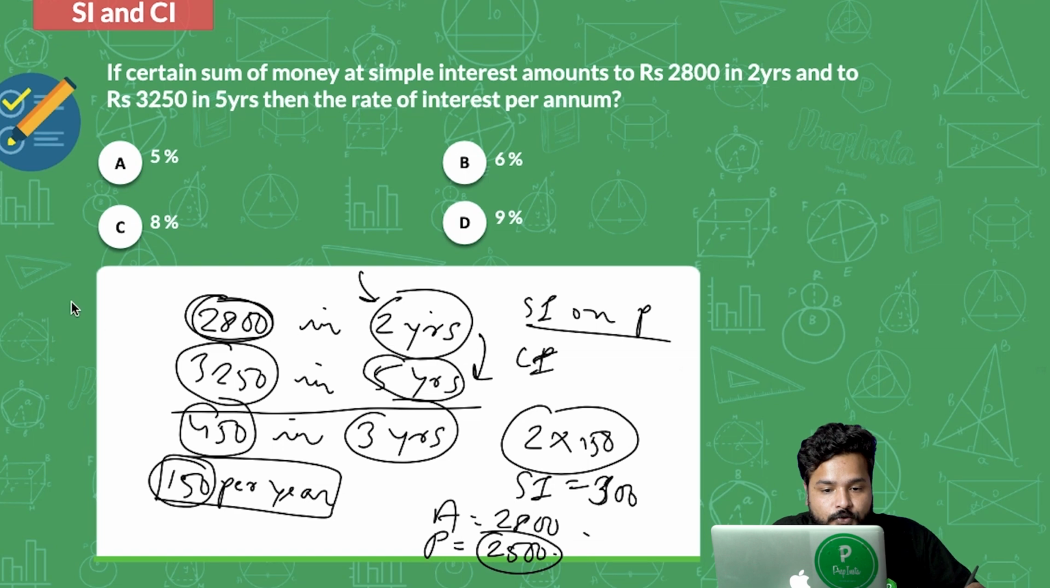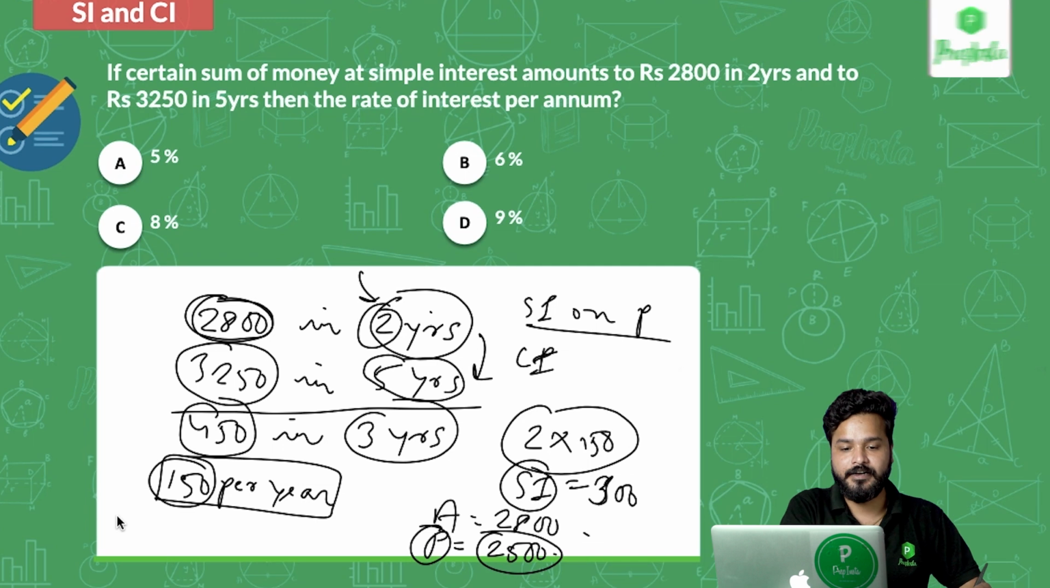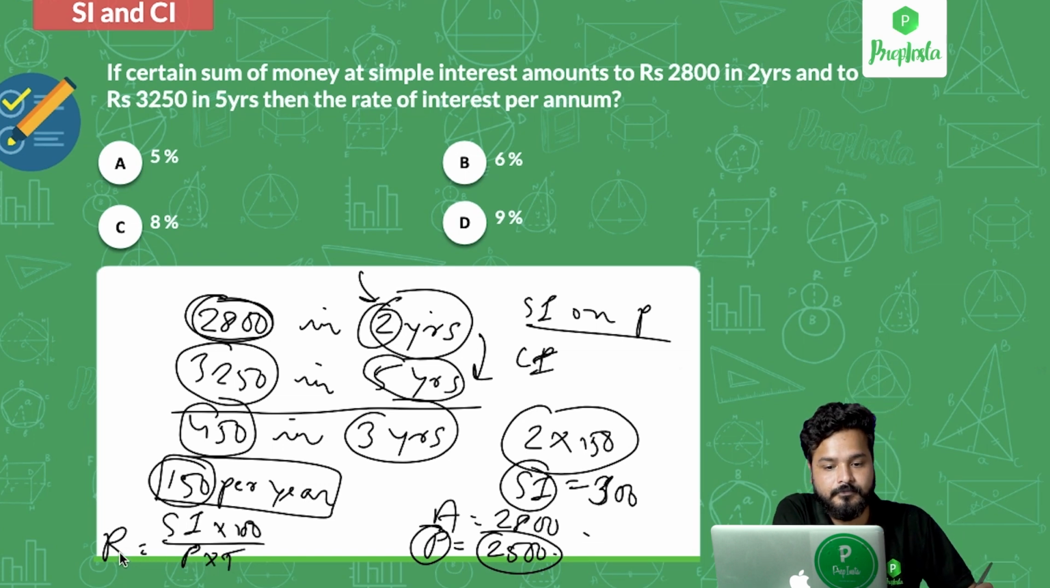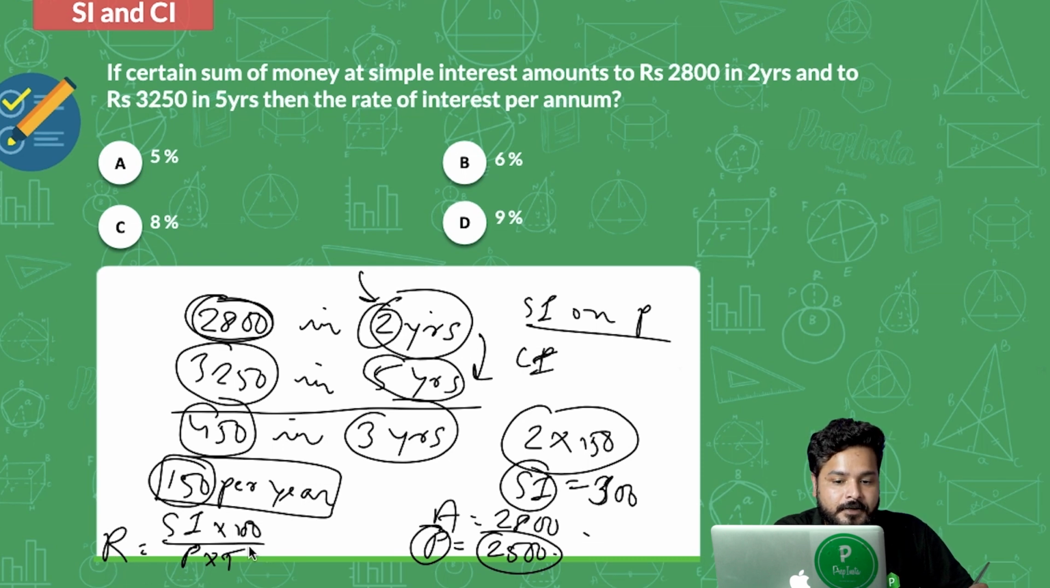Yes. So now you have the principal amount, you have the SI, you have the time, that is 2 years. So you can find the rate, right? So rate would be SI into 100 upon P into T. SI is PRT by 100, so I've just exchanged them. So the rate would be the SI, 300 into 100 upon the principal, which is 2500, into the time, which is 2 years, right?